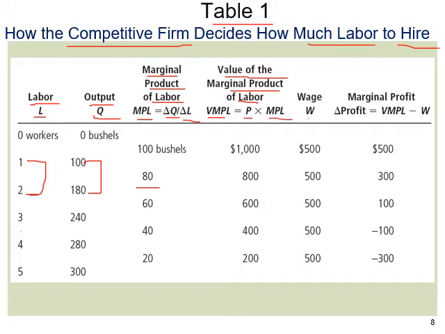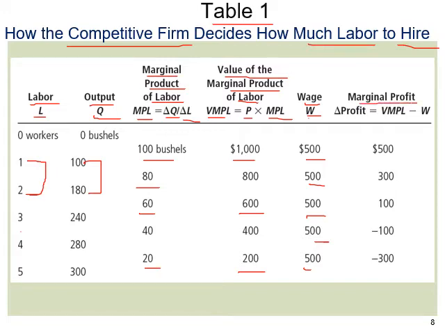In this case, we're dealing with Apple, the market price of Apple, which is $10 times the MPL. So 10 times 100, for instance, which is equal to 1,000. 10 times 60, we're going to take 600. 10 times 20 equal to 200. So wages, W, is the salary paid to each Apple picker. So it's going to be 500, doesn't change. The wage is fixed for each worker.